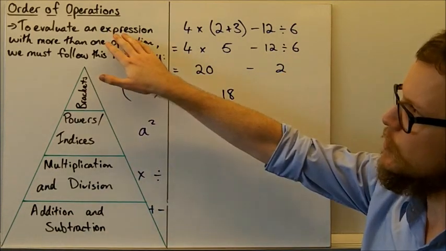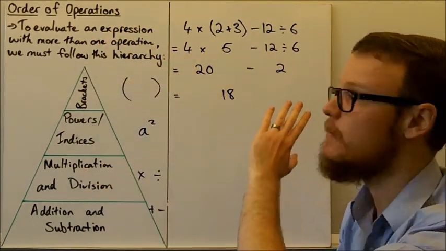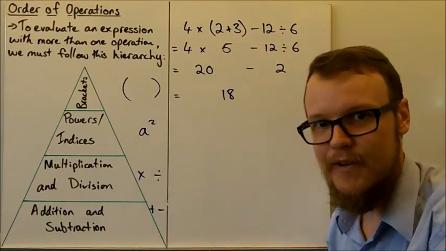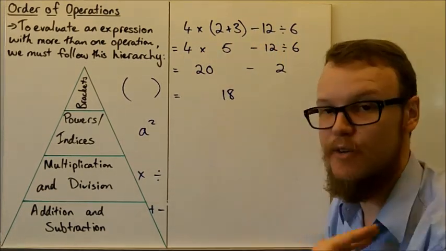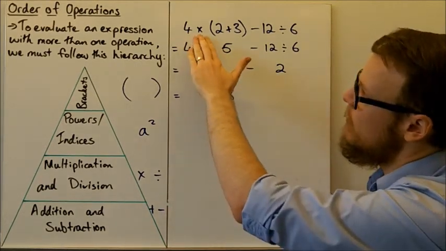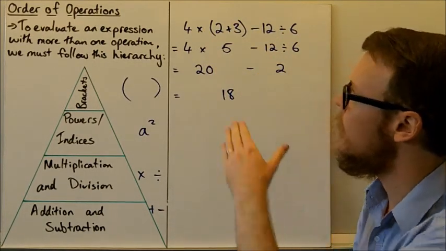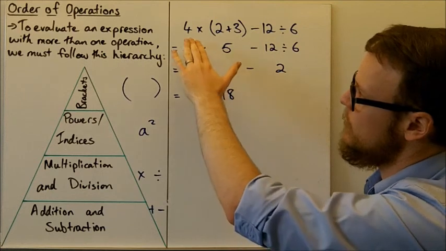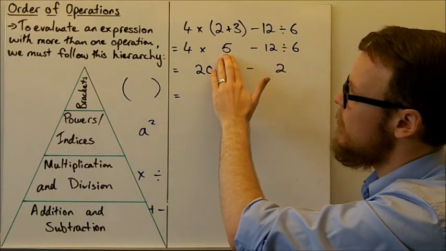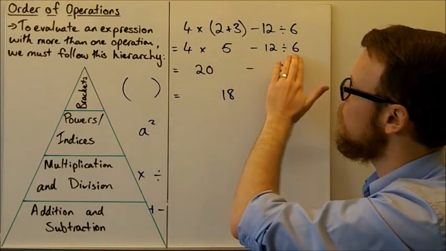Just to backtrack a little bit, an expression in mathematics is a number sentence. That's all it is. So this is a mathematical expression here, and it expresses a value. Even just a number by itself is a mathematical expression. It expresses a value. So here we've got an expression that contains a lot of different operations that we're working with. To start with, we looked for brackets. We found the brackets and we've evaluated what was inside the brackets, and we're left with 4 times 5 minus 12 divided by 6.